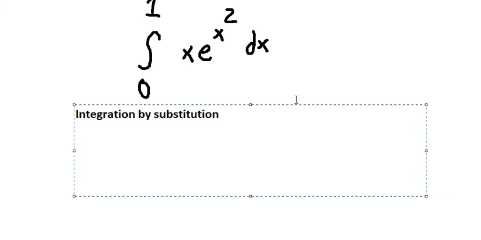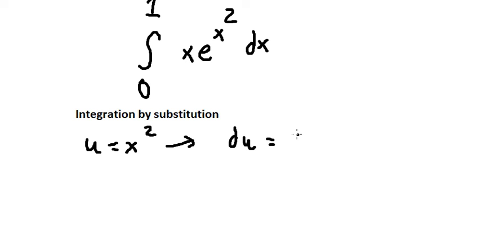I will put u equals s squared. Later we need to take the first derivative of both sides, and we have du equals 2s ds. Because we don't have number 2 here, we divide both sides by number 2.